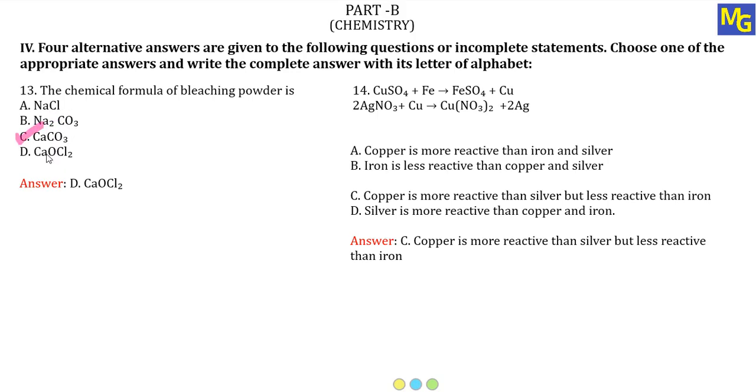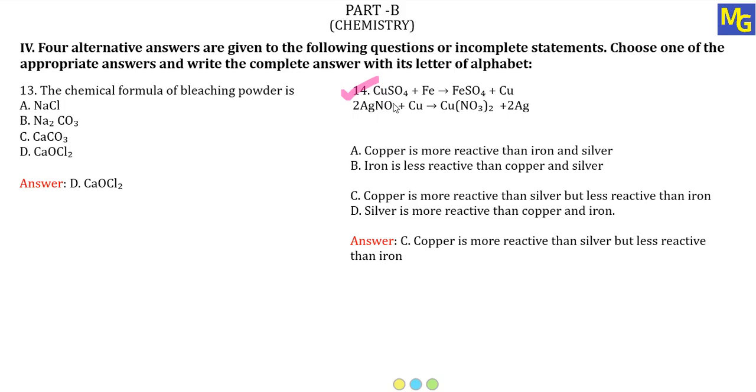C is the option of CaCO3, that is calcium carbonate, and D is the option, that is CaOCl2. This is nothing but the formula of bleaching powder. Therefore, the correct answer is option D, that is CaOCl2. Now the next question, question number 14.